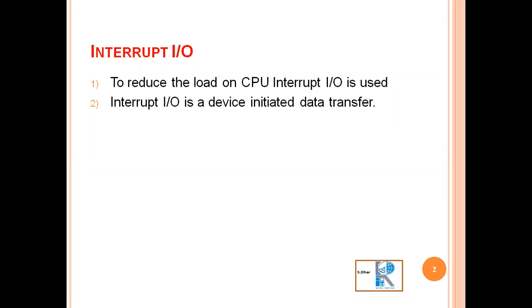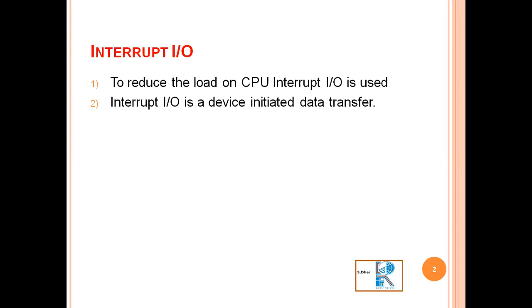Clear? Again I repeat, in the previous case, the CPU was continuously checking the status of the I/O device, whether it is ready or not. In this case, the CPU doesn't have to check the I/O device. The I/O device itself will send the signal when it is ready, and that is called an interrupt signal. Why is it called an interrupt signal?